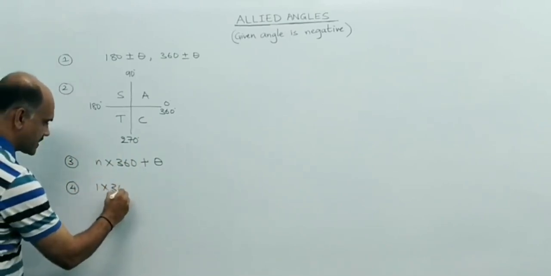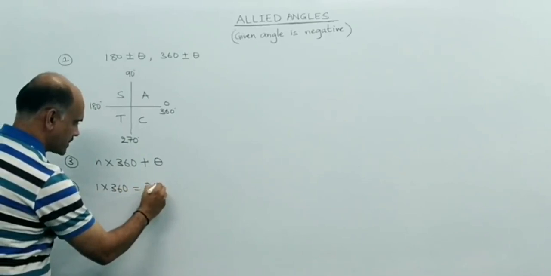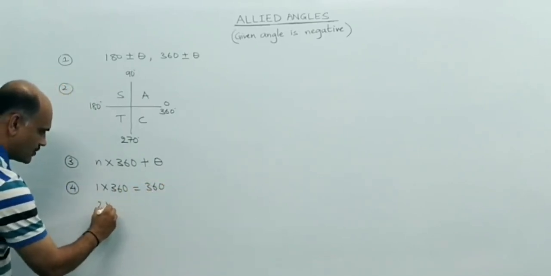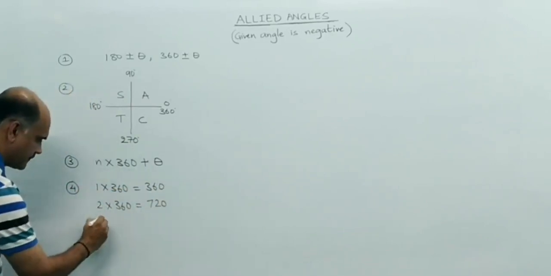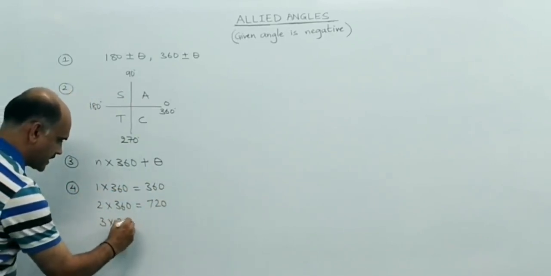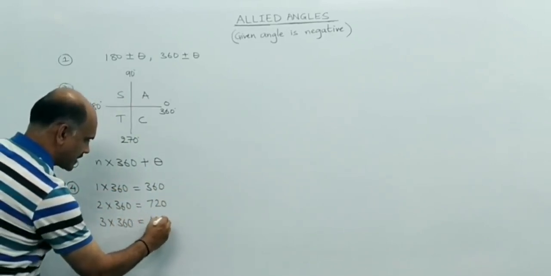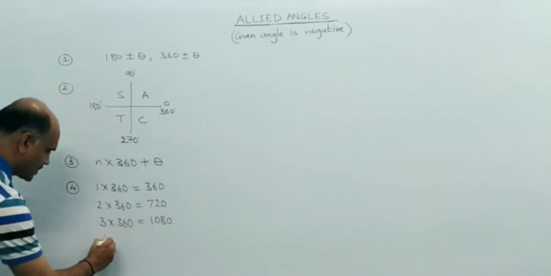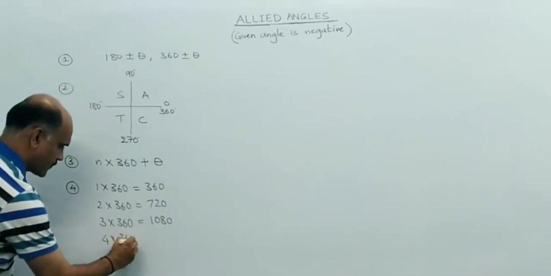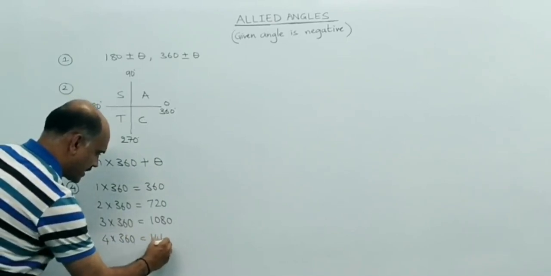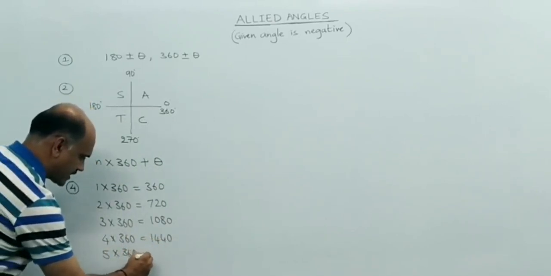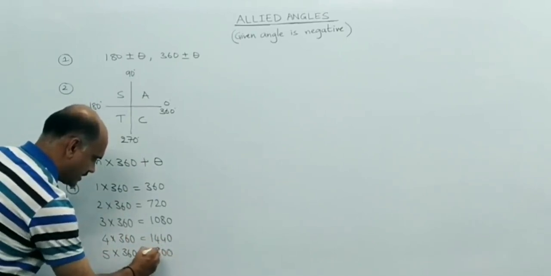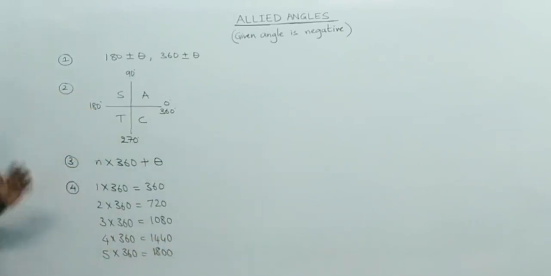1 into 360 is equal to 360. 2 into 360 is equal to 720. 3 into 360 is 1080. 4 into 360 is 1440. And 5 into 360 is 1800. These I have told.